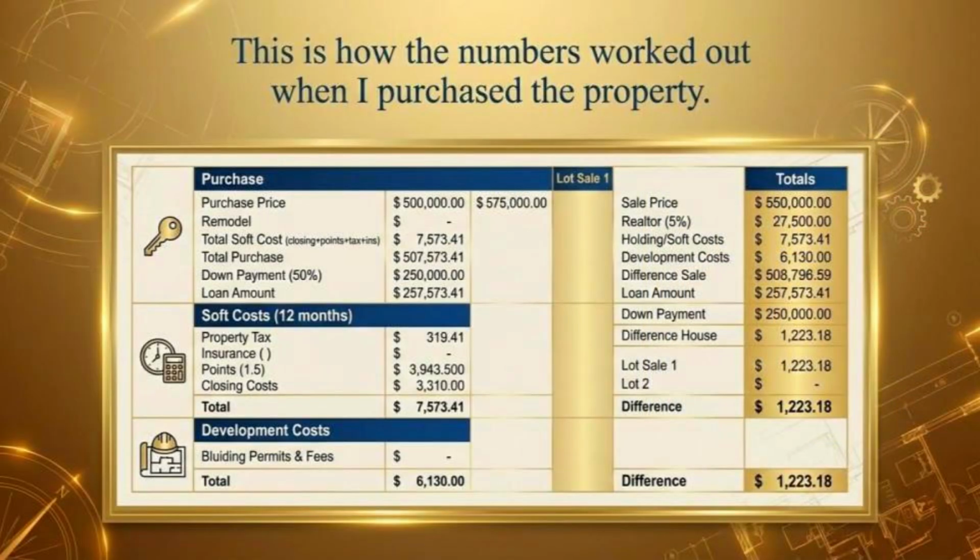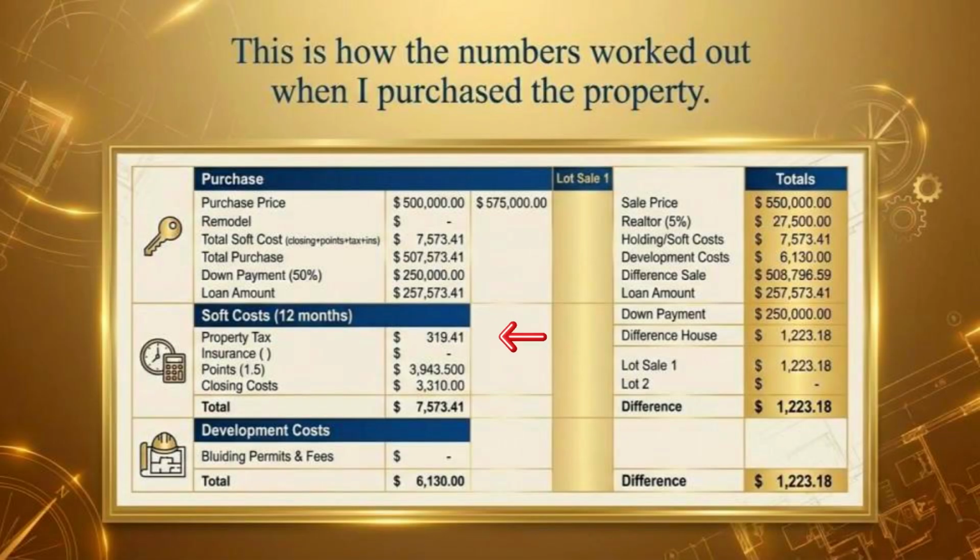The purchase price was $500,000. I started a little lower and was willing to go up to $575,000. This is range purchasing. I always do it when I'm buying property so that I know what I can go up to, and it's never a question. Now, I had $7,573 in soft costs. What are soft costs? We have property taxes, so we had the yearly tax bill for this property.